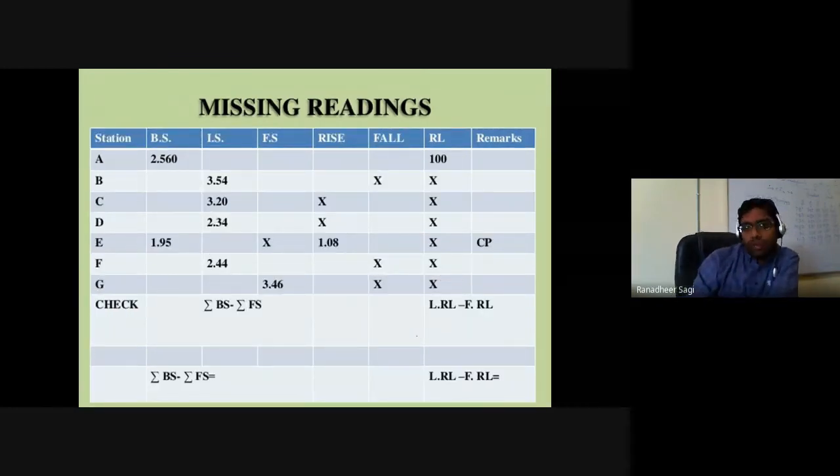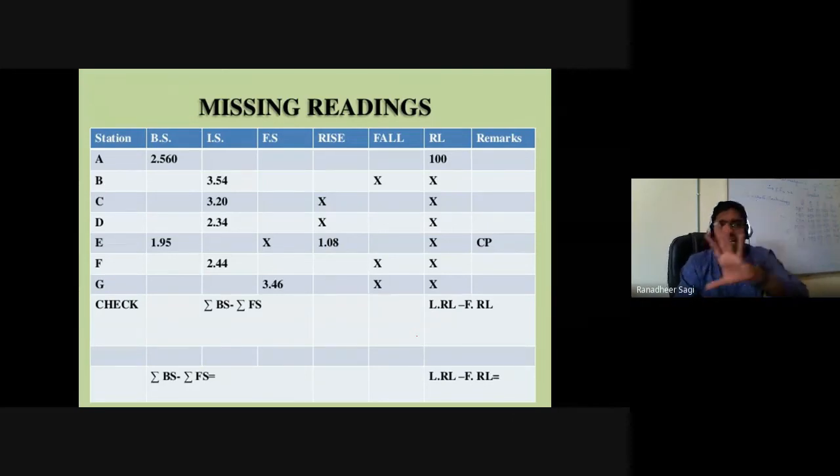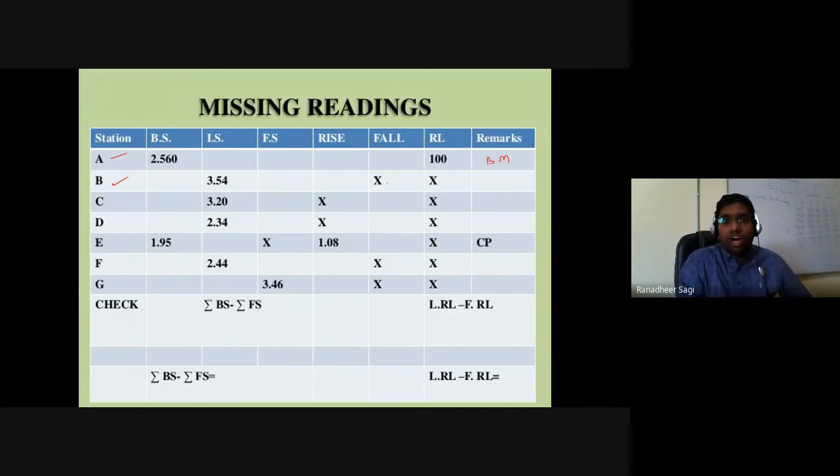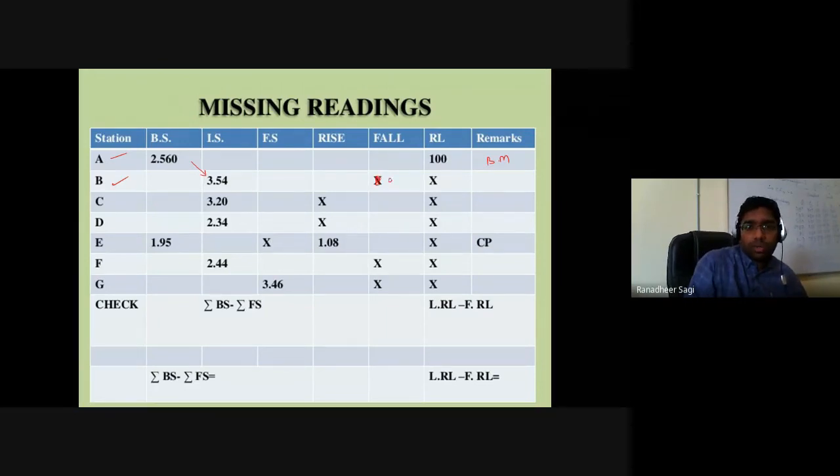Now, how do I fill that particular data into my level book? Whatever data I have, I'll represent as it is. With point A, all the data is there in my level book, no issue. In the remarks, this is my benchmark point. Now, with regard to point B, do I have any data missing? Yes, the fall value corresponding to point B is missing. How do we calculate the fall value? Fall value is the difference between these two readings, 2.560 minus 3.54, so 0.98. I'll be removing that X from there because now I'm filling that data.